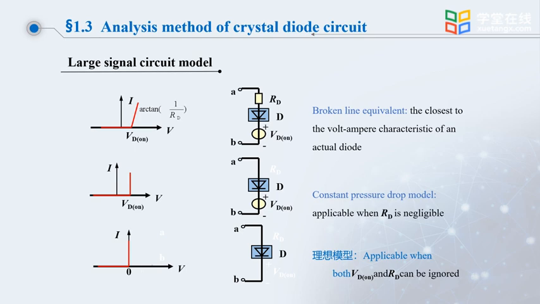That can be further simplified. If the power supply and resistance in the circuit are much greater than the diode's turn-on voltage and its internal resistance RD, then its turn-on voltage and RD can be ignored. Then we can use such an ideal switch to describe the diode. This is called its ideal model. As for which model to use in the analysis, it depends on the specific circuit form.